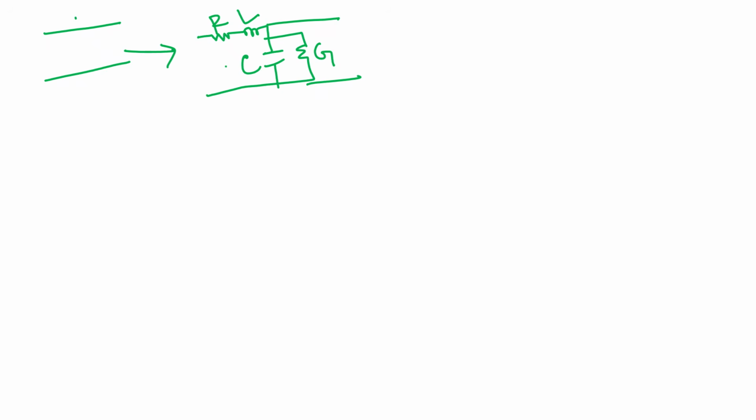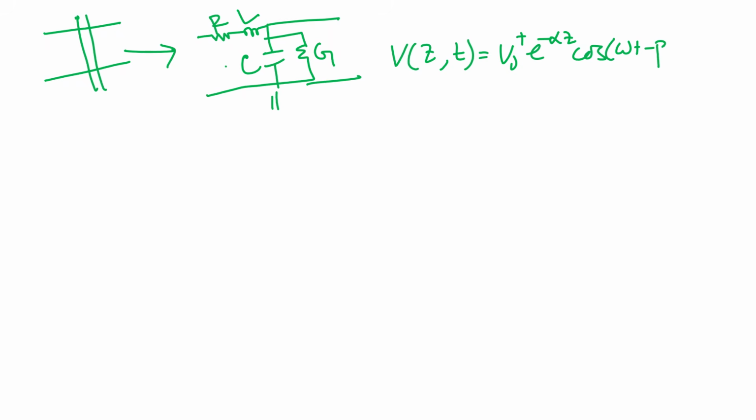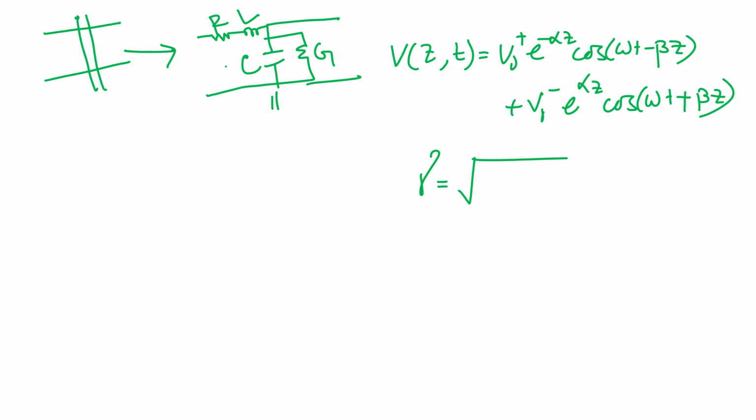So RLGC, and if we just focus on a very small section of the transmission line, then we can get the expression of instantaneous voltage as V(z,t) equals V naught plus e to the power minus alpha z cos(omega t minus beta z), plus V naught minus e to the power alpha z cos(omega t plus beta z). And for such a small section, the propagation constant will be equal to square root of (R plus j omega L) into (G plus j omega C).